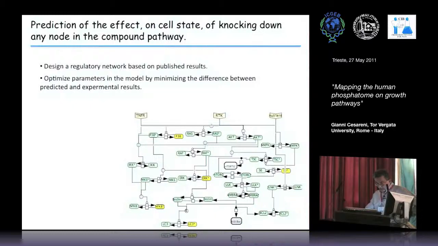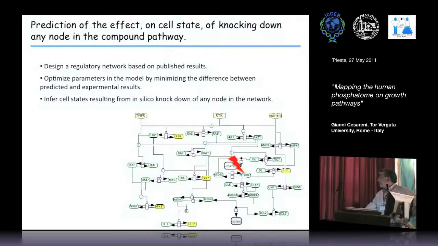Why this digression about modeling? Sorry, this is another example. For instance, if you interfere with the activity of Tor, then the model would predict that you induce autophagy, but you decrease the phosphorylation of S6, while, for instance, P38 and ERK and NF-kB are likely not to be affected.